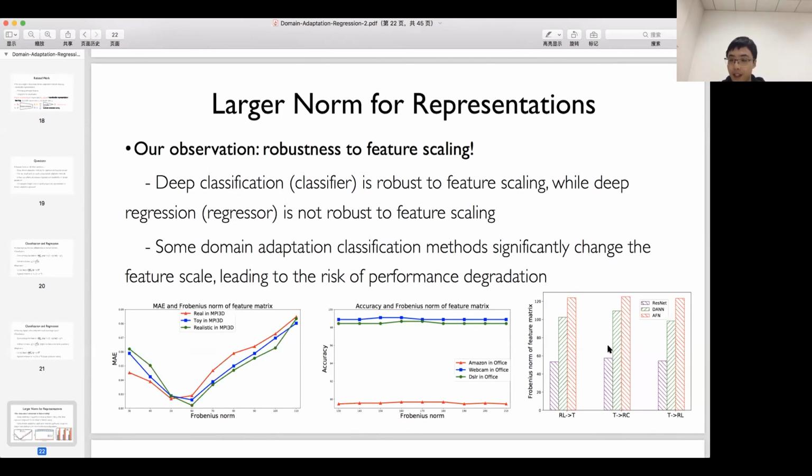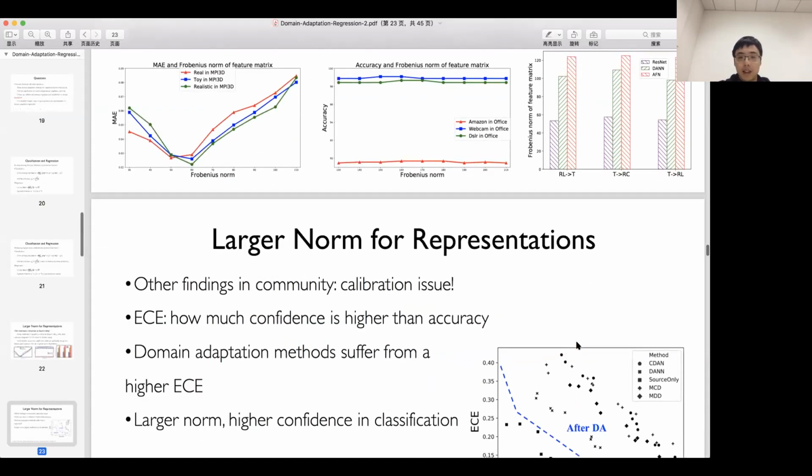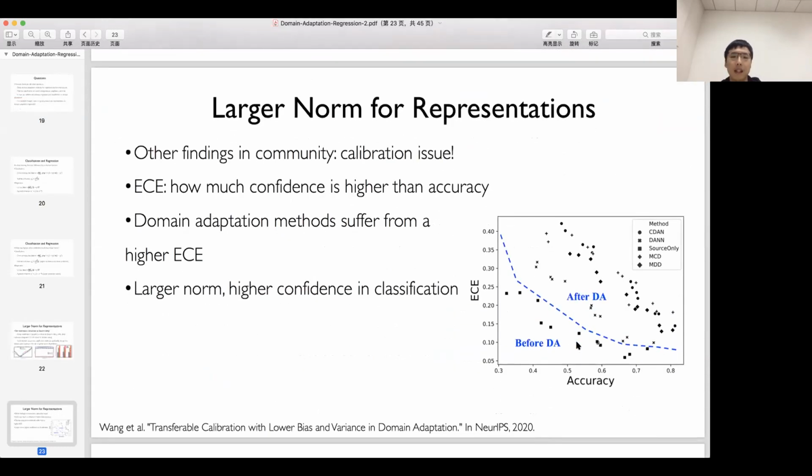And in the third figure, we use some domain adaptation methods, for example, DAN or AFN. And we found that if we use these domain adaptation methods, the Frobenius norm of the feature matrix will be enlarged. So the second conclusion is that some deep domain adaptation methods significantly change the feature scale, leading to the risk of performance degradation. So I think this is very similar to other findings in the community. It is a calibration issue.